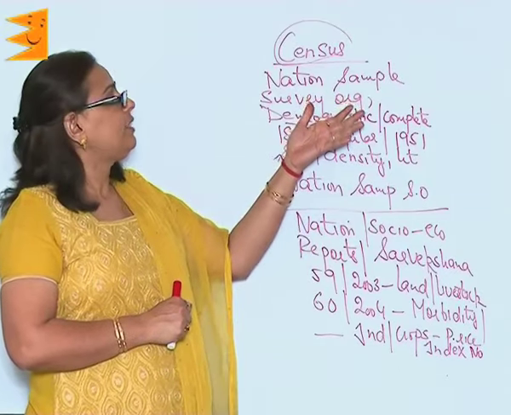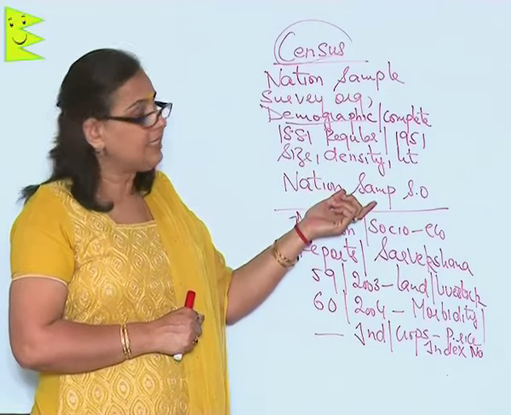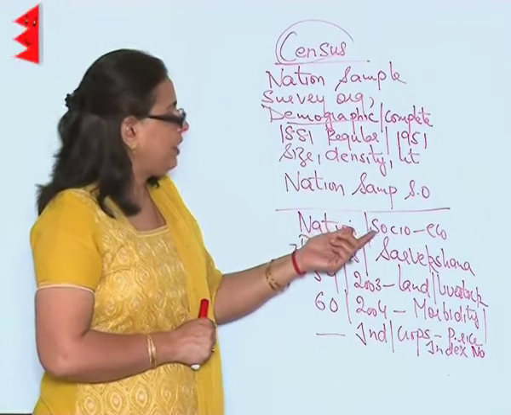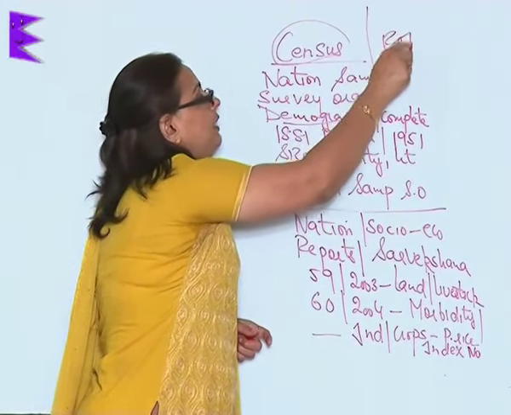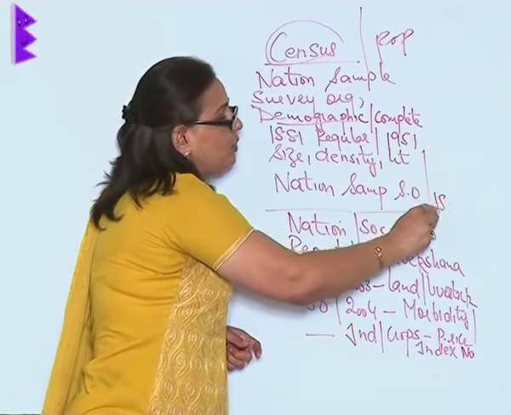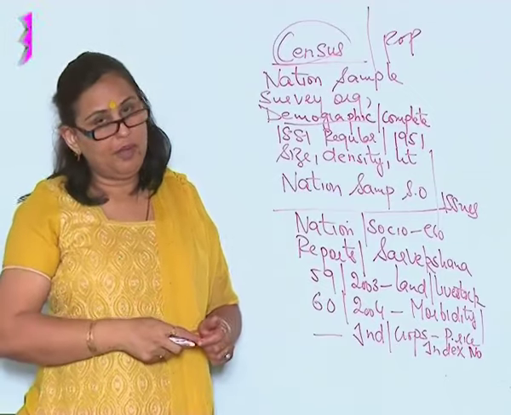Thus, the census is providing complete information on demographic aspects, whereas this is on issues. That is, the census is more to do with the population, and this is to do with the issues related to the population. And that was all about your chapter.